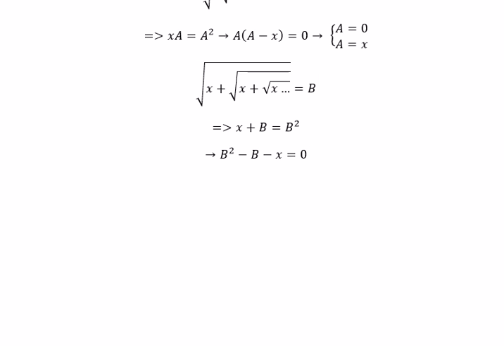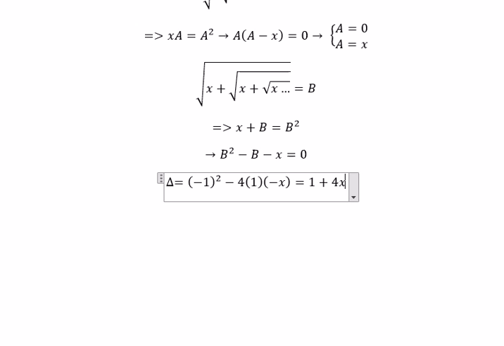And now we find delta. So we have negative 1. We put it in the square, and we have negative 4 multiplied with 1 multiplied with negative s, and we get 1 plus 4s.